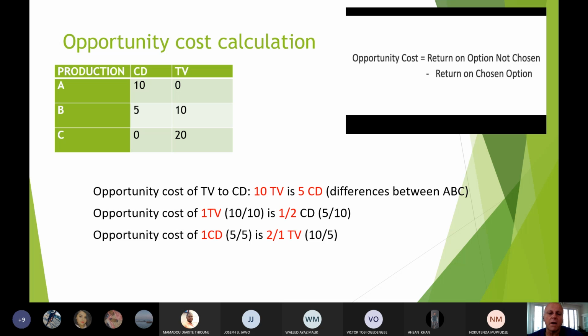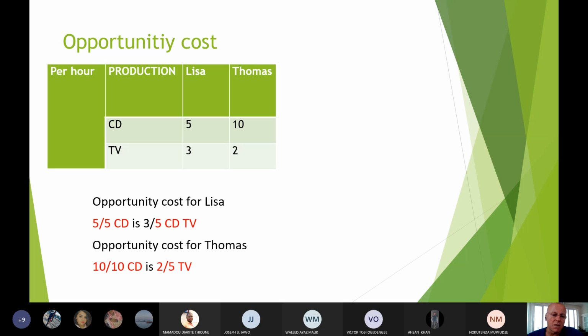Therefore, you will determine which opportunity cost to give up and which opportunity cost to get is better for you, depending on your performance, your capacity and your preferences. And when we move to this example a little bit further, the opportunity cost for Lisa is 5 to 5 for CD and 3 to 5 for TV as an assumption, and the opportunity cost for Thomas is 10 to 10 for CD and 2 to 5 for the TV.